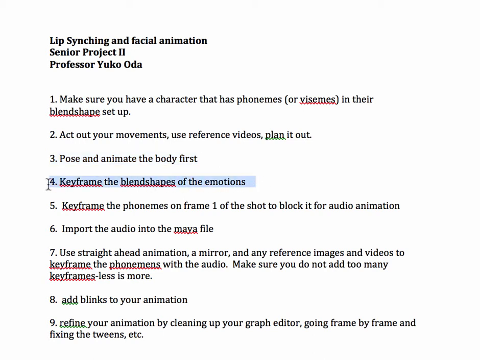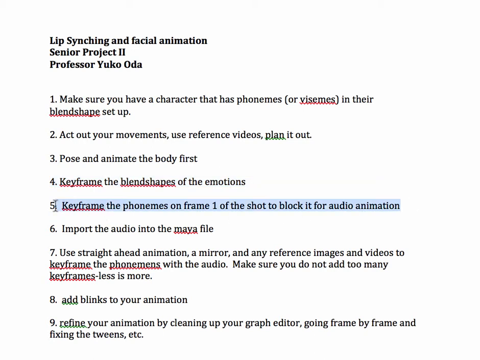Number four, then keyframe the blend shapes of the emotions of the character's face. All right, so if the character is feeling angry, then set the blend shapes for anger, make the eyebrows look angry, and perhaps the eyelids, also do some angry eyelid shape, right? And the mouth frowns and so on.